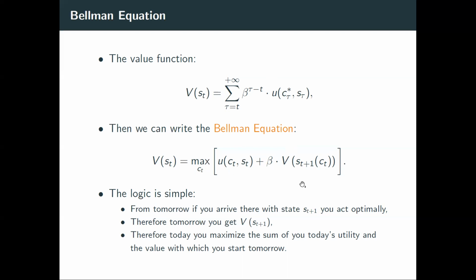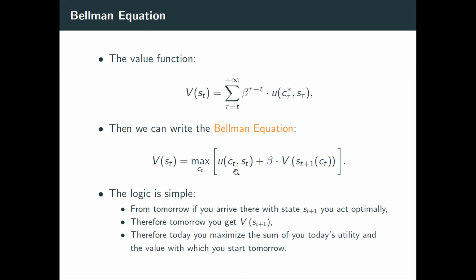And eventually, here you will start with ST plus 1, and here is your instantaneous utility. Remember that you act optimally, in particular at period T as well. Therefore, your value function from today is basically the sum of these two when you choose CT optimally.